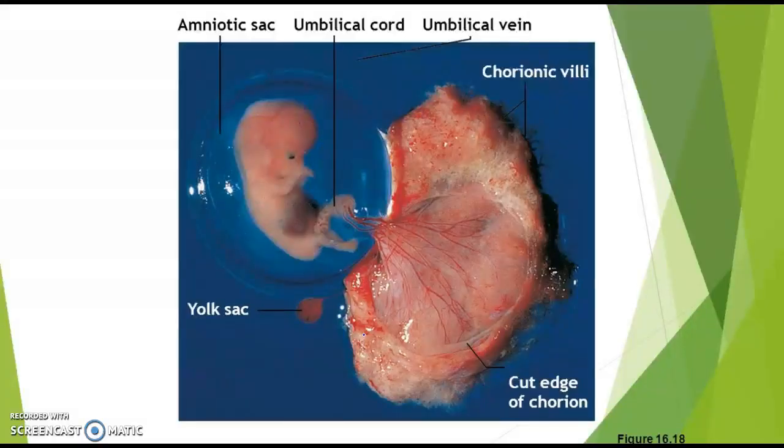Very cool picture here. You can see the amniotic sac surrounding the embryo in fluid, and then you can see the umbilical cord that's going to be attached to the placenta. And this is how the embryo is going to be receiving nourishment. That's an amazing picture.